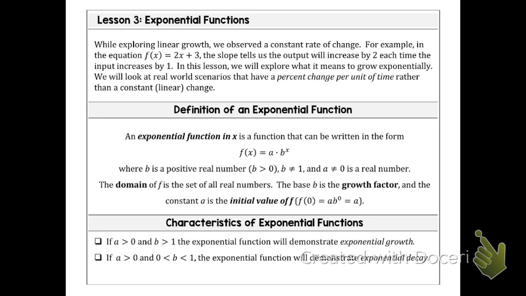So some characteristics of exponential functions. If our a and b are both greater than 1, then the exponential function will demonstrate exponential growth. It's going to increase as we go to the right. If a is greater than 0, but my base is between 0 and 1, the exponential function will demonstrate exponential decay, which means it'll be decreasing as we go towards the right.